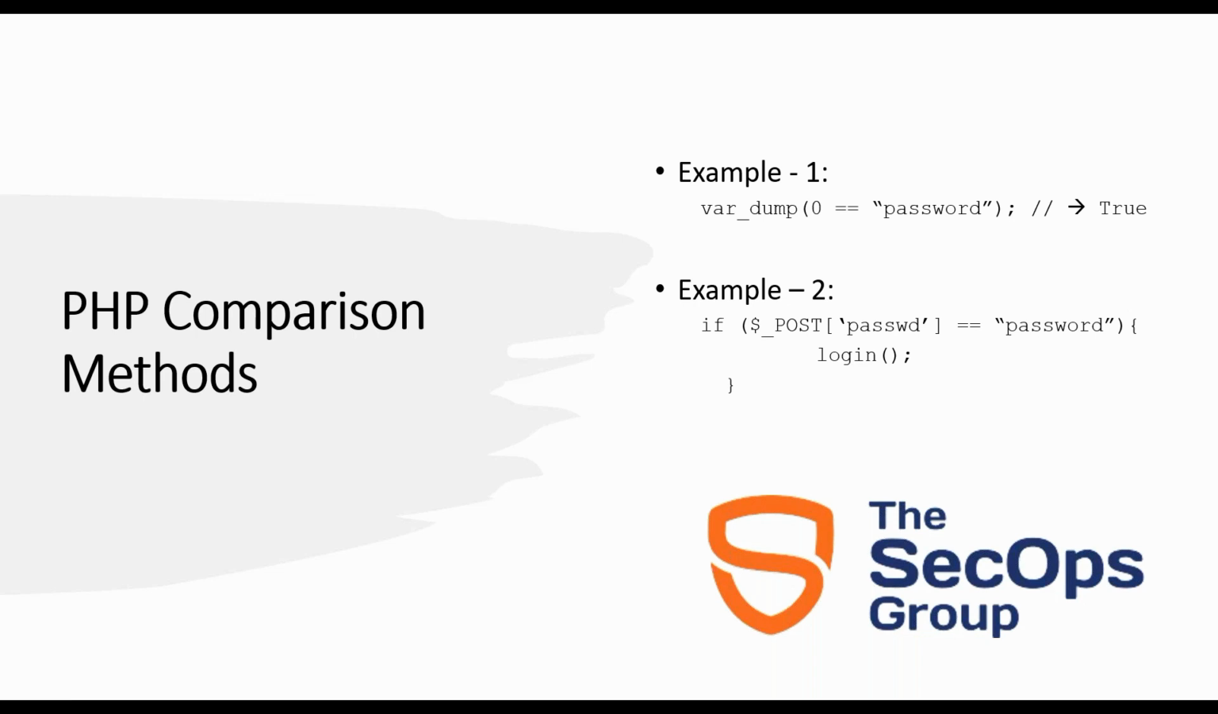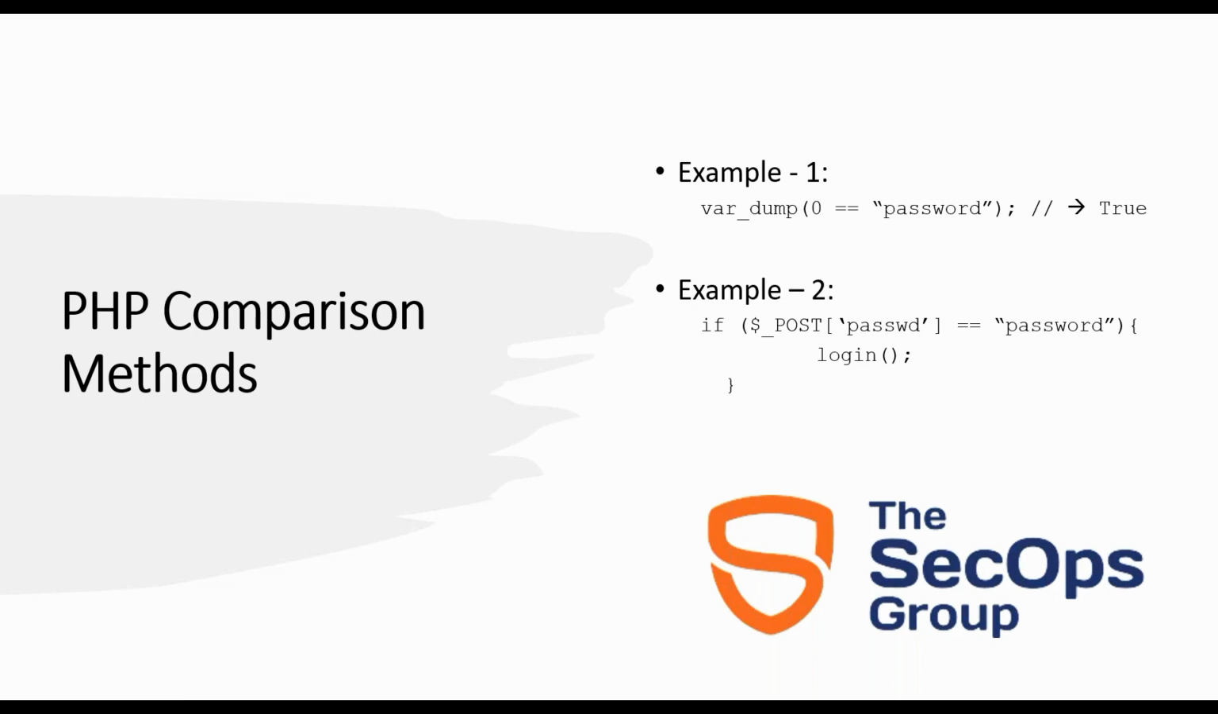And if you look at example 2, you can see the developer taking the password from the POST request and comparing it with the string password. If the comparison result is true, then the user gets to log into the application. Now, here comes the problem. As we can see, if the user supplies 0 as the password, he gets to log into the application without any problem, even when he does not know anything about the password. And this could lead to a critical issue of account takeover.